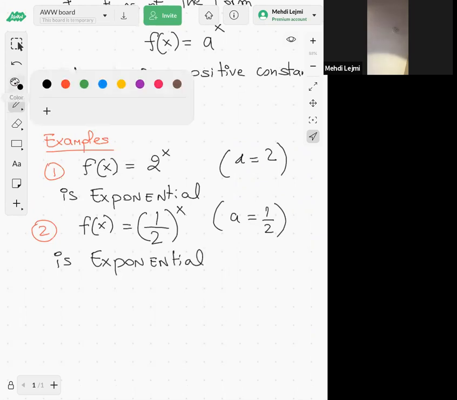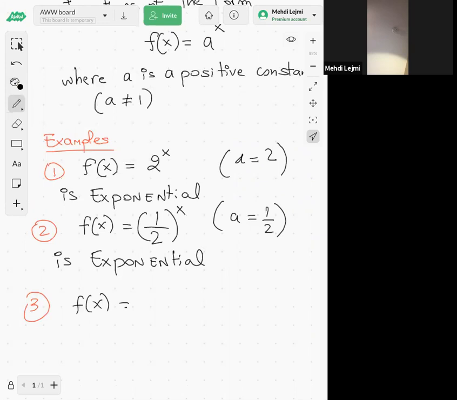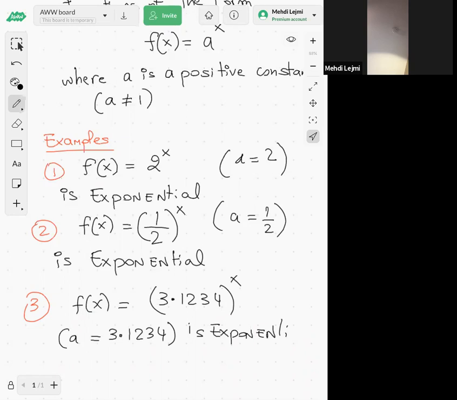Another example, example 3. f of x equals, as I said, A could also be a decimal. So for example, 3.1234 to the power x, all right? So your constant A is 3.1234, right? So this is another example of an exponential function.